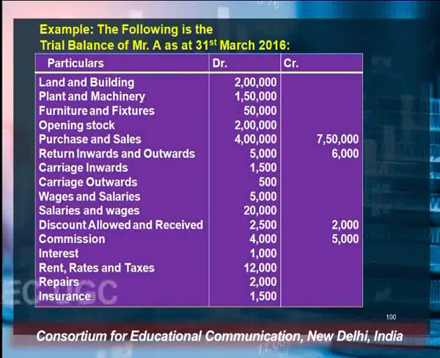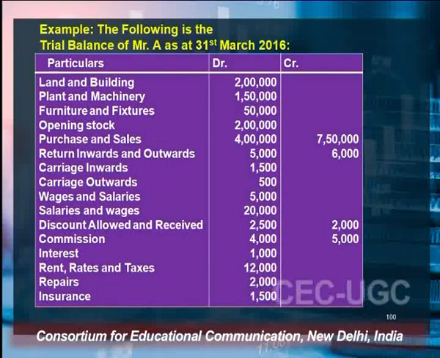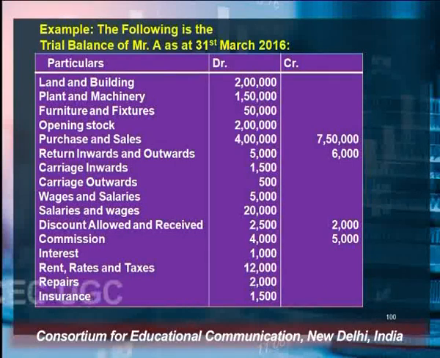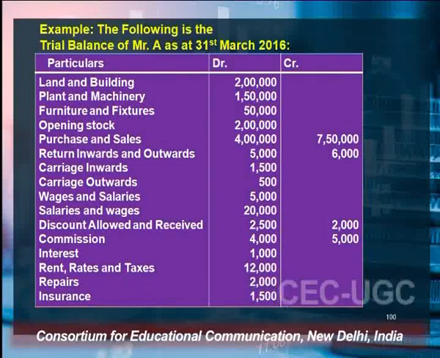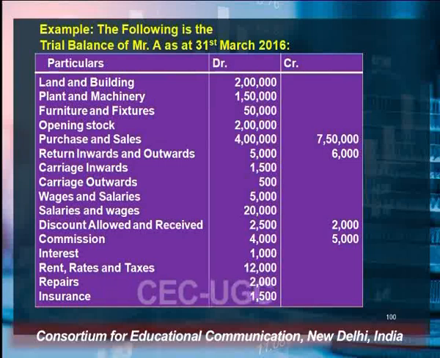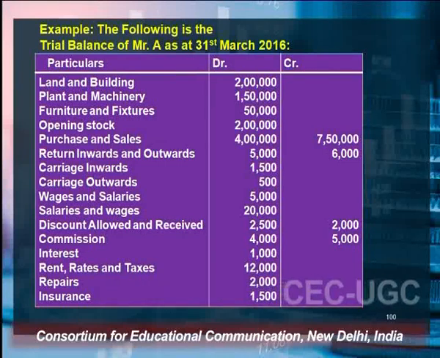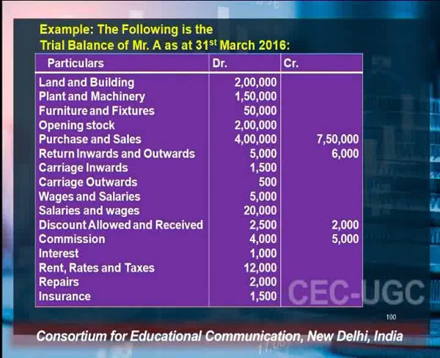The first thing you need to do in the question before attempting final accounts, before posting these items into the trading and profit and loss account and balance sheet, is the segregation of all the items given in the trial balance. So the items appearing in the trial balance are to be segregated first. The land and building, plant and machinery, and furniture and fixtures are all assets, and all assets come under real account, and all items related with the real account are to be shown on the asset side of the balance sheet.